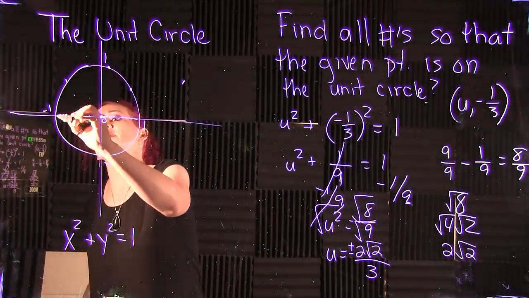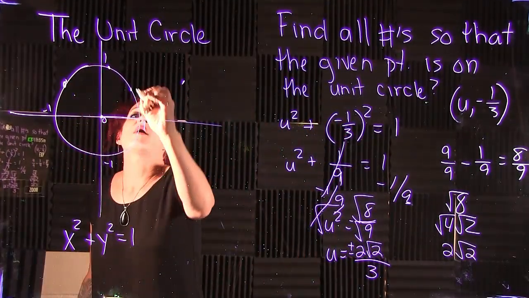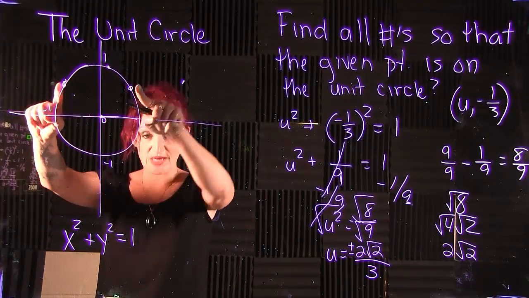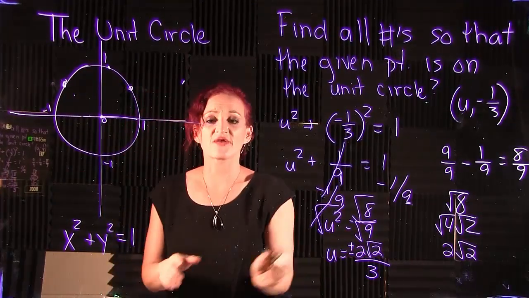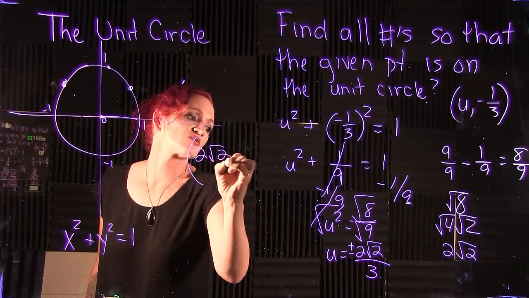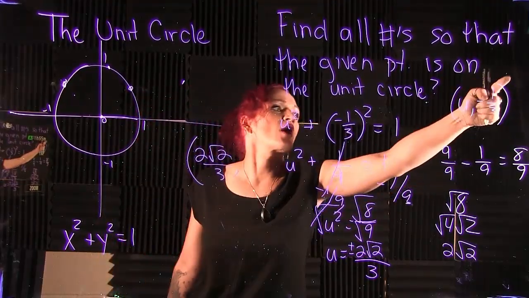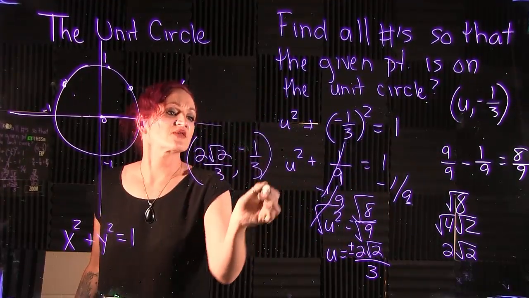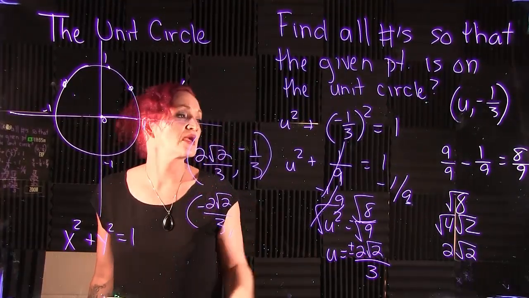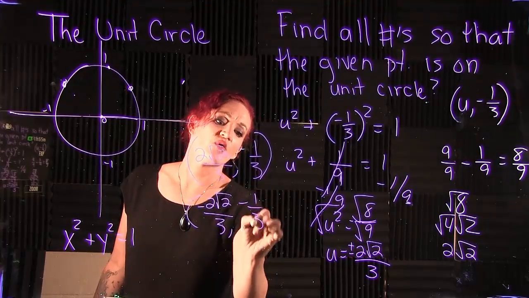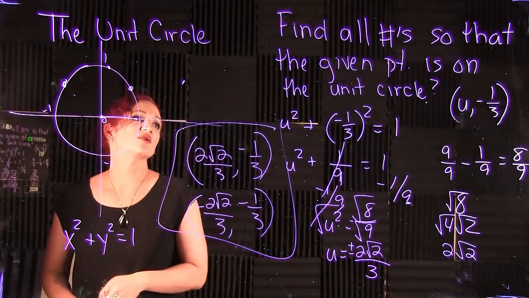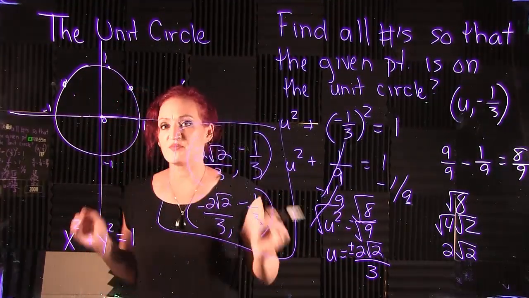So kind of just think about it. If we had a negative 1 and a point up here, positive 1 and a point up here, a unit circle is symmetrical, so you would have a value for the positive and the negative here. So technically our 2 points are 2 square roots of 2 over 3, comma, the negative 1/3 that they gave us, and then negative 2 square roots of 2 over 3, comma, negative 1/3 there. So those are the two values that would make this point be on this unit circle.